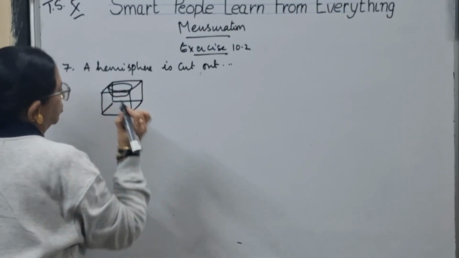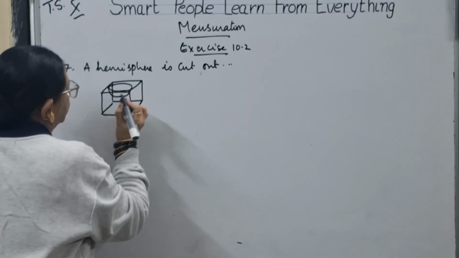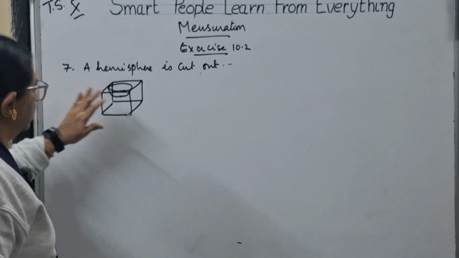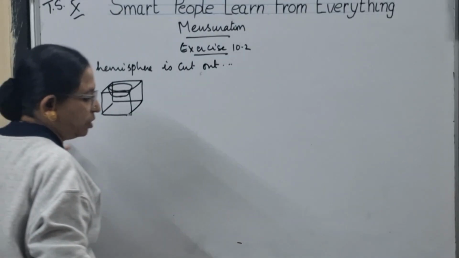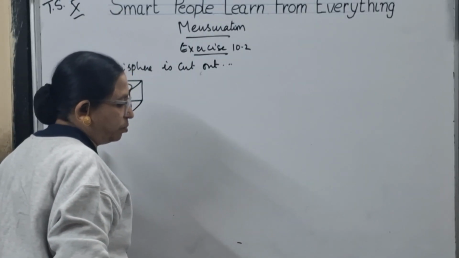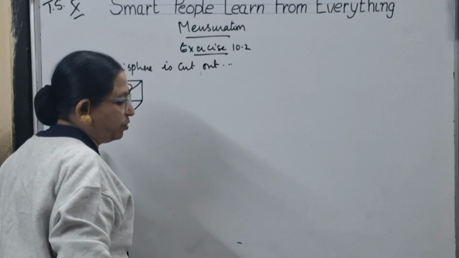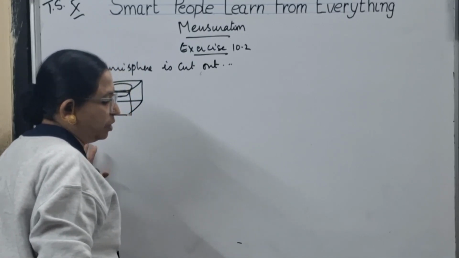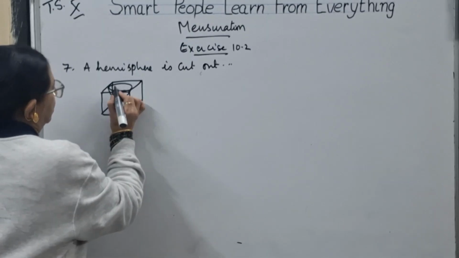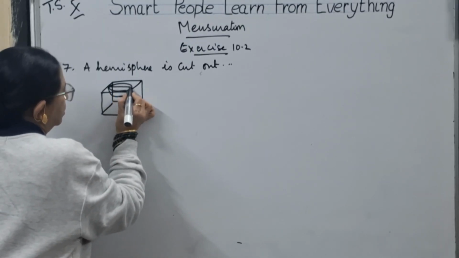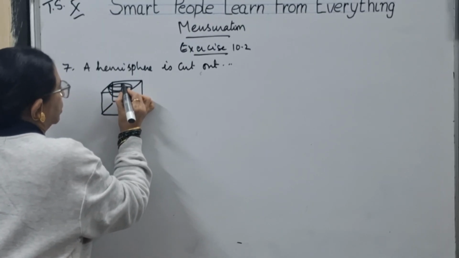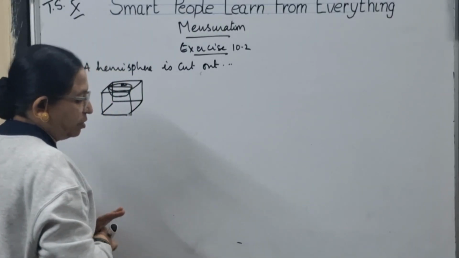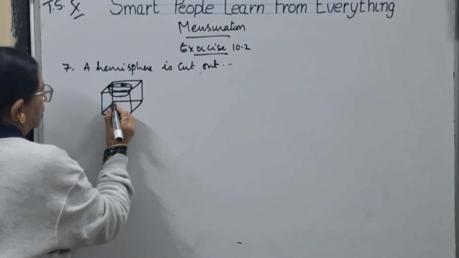This part is removed. When this is removed, what is the remaining portion? What is the question? The hemisphere is cut off from one face of the cubical wooden block such that the diameter of the hemisphere is equal to the side of the cube. So this diameter is nothing but side of the cube, that is a. Now the question is determine the total surface area of the remaining solid.